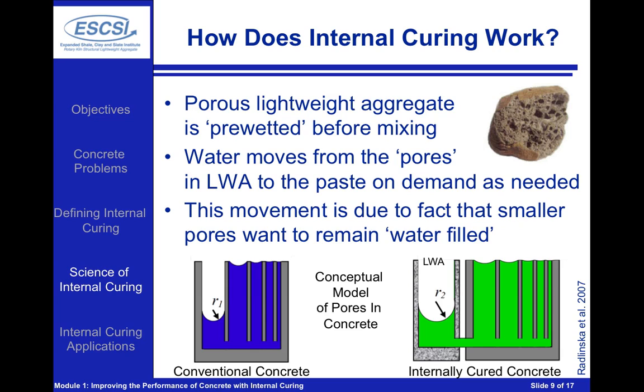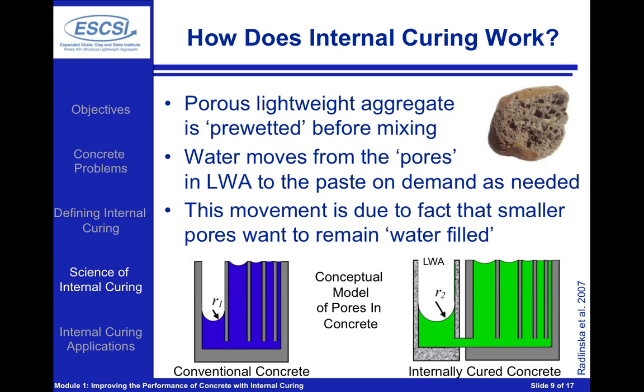These porous lightweight aggregates are typically going to absorb between 6 and 30% of their weight, and they're going to contain moisture inside of those pores. As the system is mixed, the moisture will stay inside of those pores, and as the concrete is placed, the moisture will be inside of those pores. However, once the concrete starts to set, these vapor-filled spaces can start to develop because of chemical shrinkage, leading to the self-desiccation that we're talking about.